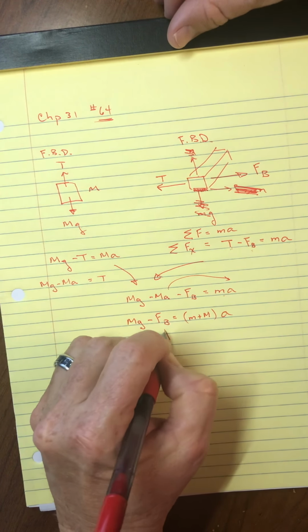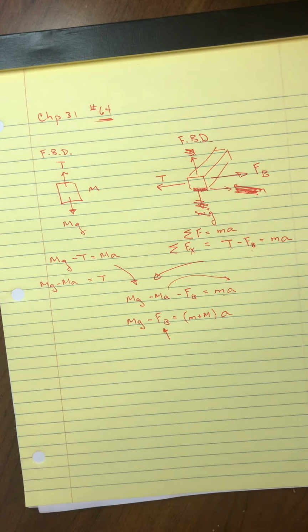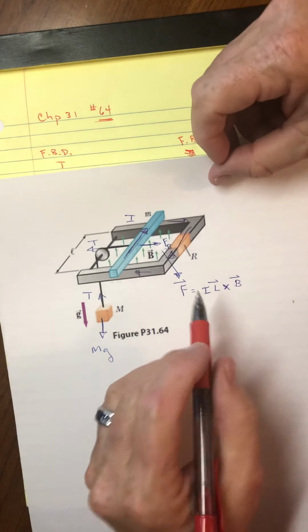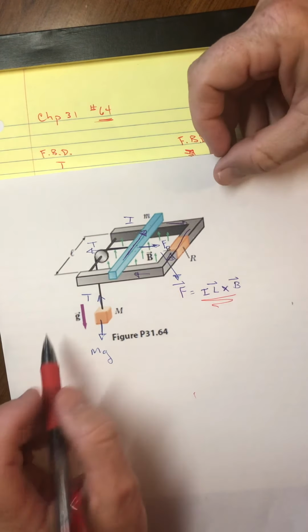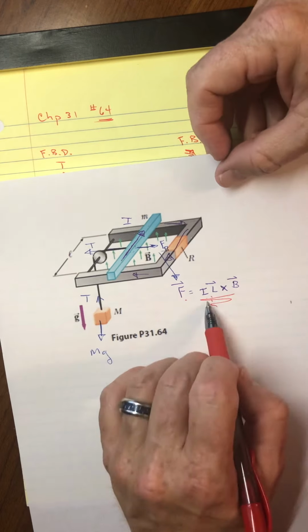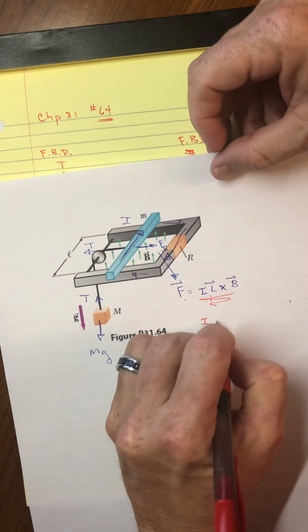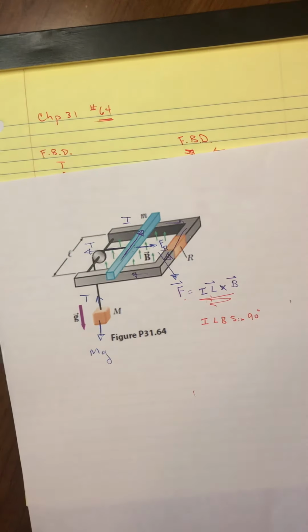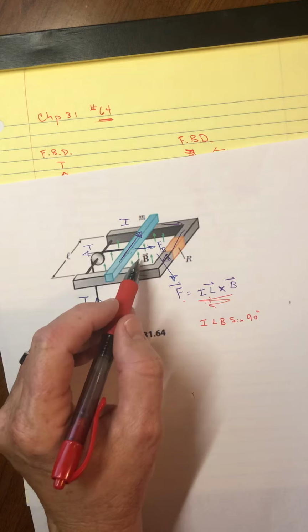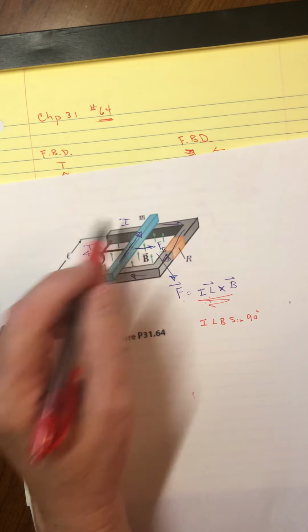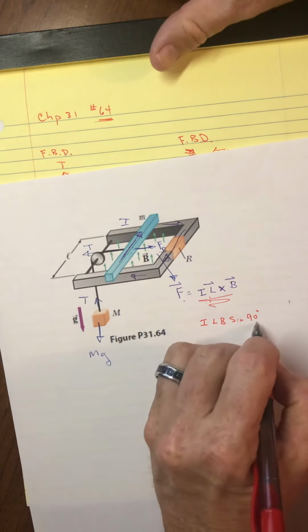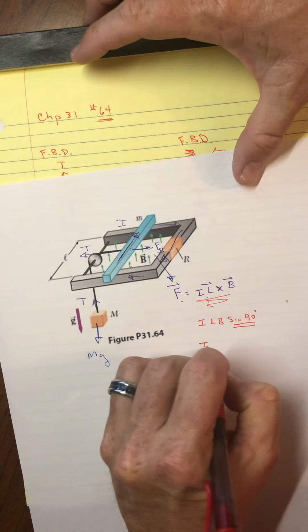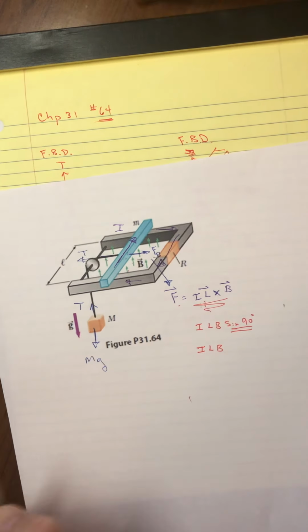And so now we're at the point where we need to give this some thought. And we wrote it out here. This takes us back to chapter 29, that the magnitude of it would be the I, the L, the B, and the sine of the angle between the current and the magnetic field. And in this case, the magnetic field is pointing up and the current is going back, and so they're at 90 degrees. So this is just I, L, B.